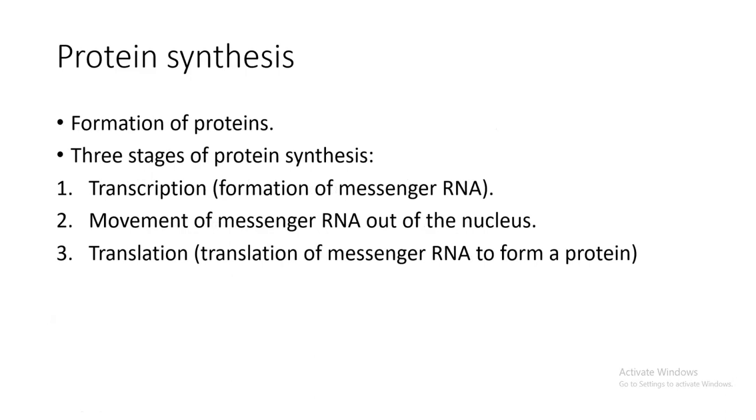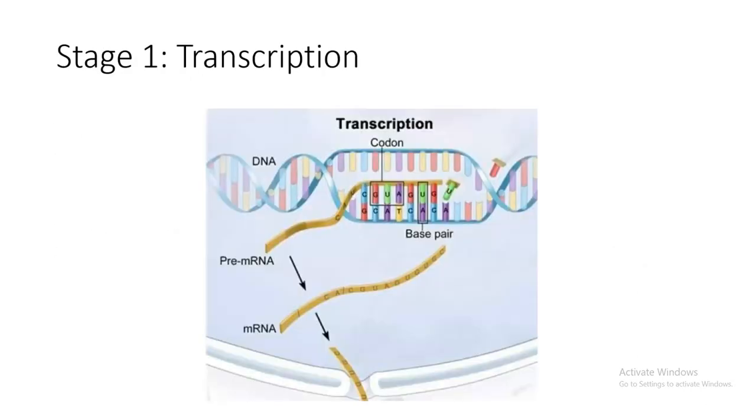Now, the three stages I want us to focus on: first, transcription, where we form messenger RNA. Then the movement of the same messenger RNA out of the nucleus through the nuclear pore. And the last one, where we form proteins using tRNA. Here I'll show you a quick diagram of how transcription results in the formation of messenger RNA.